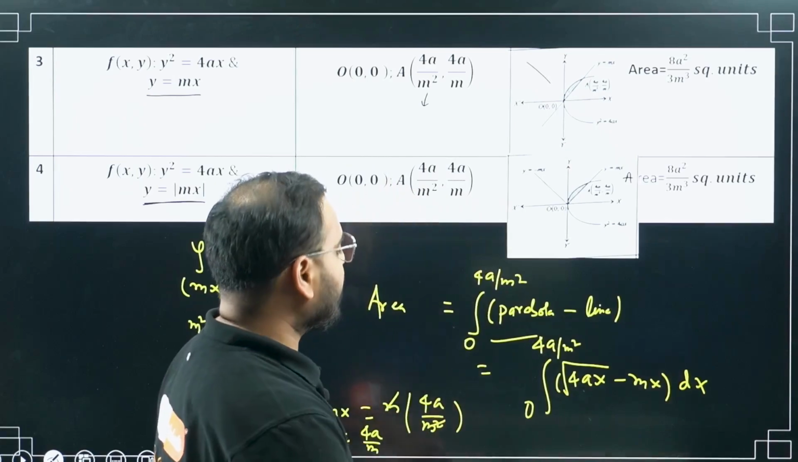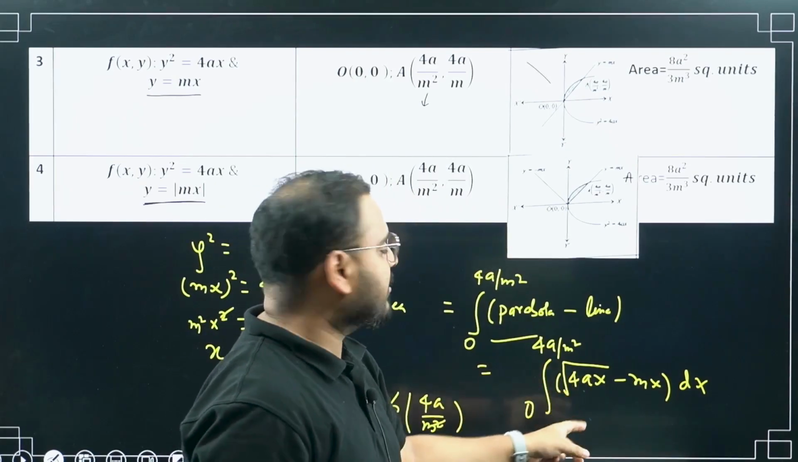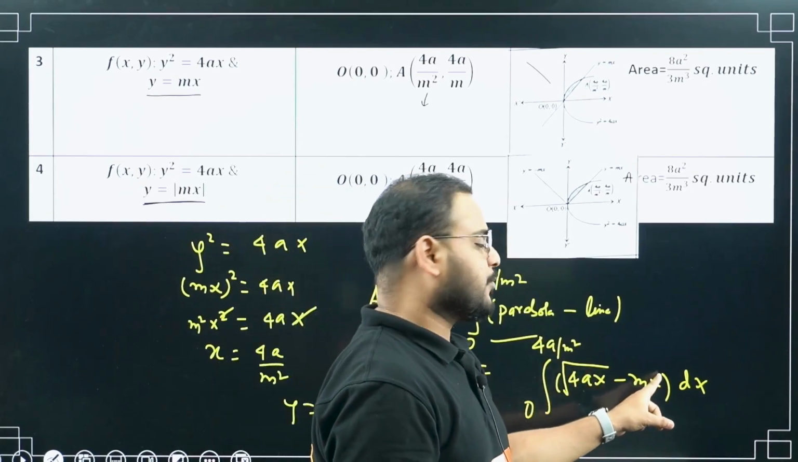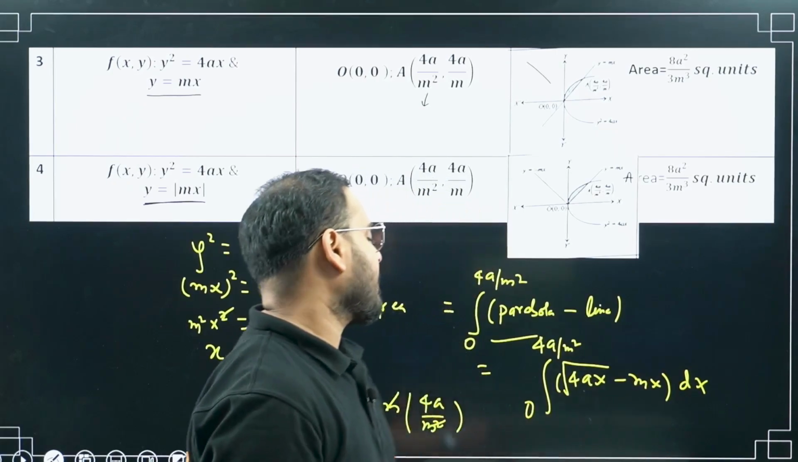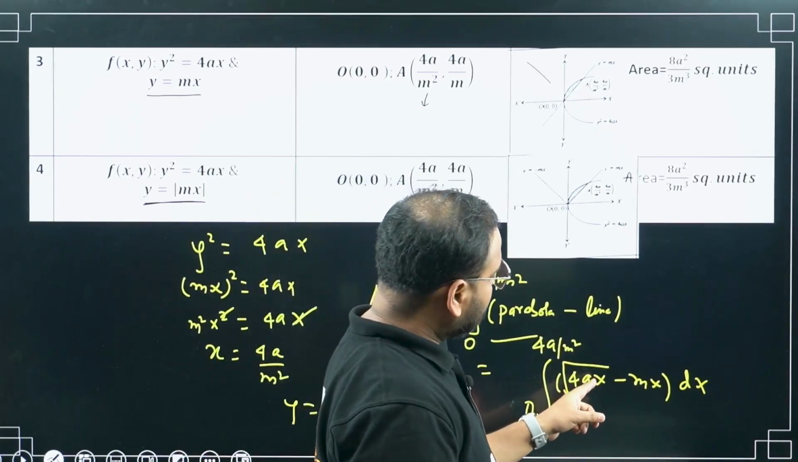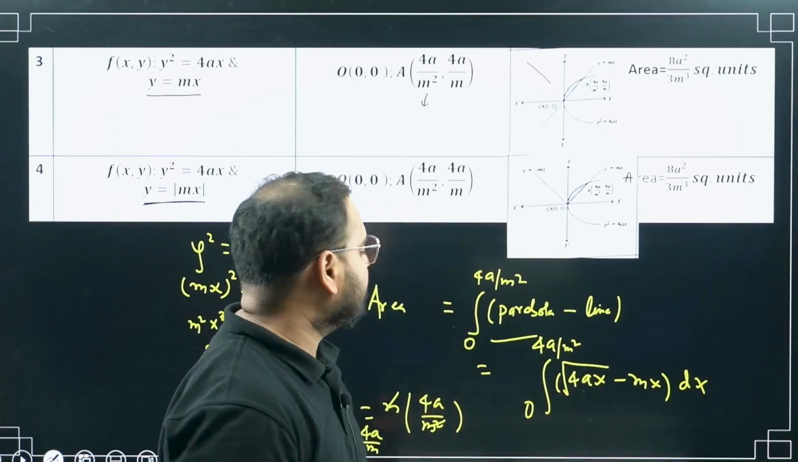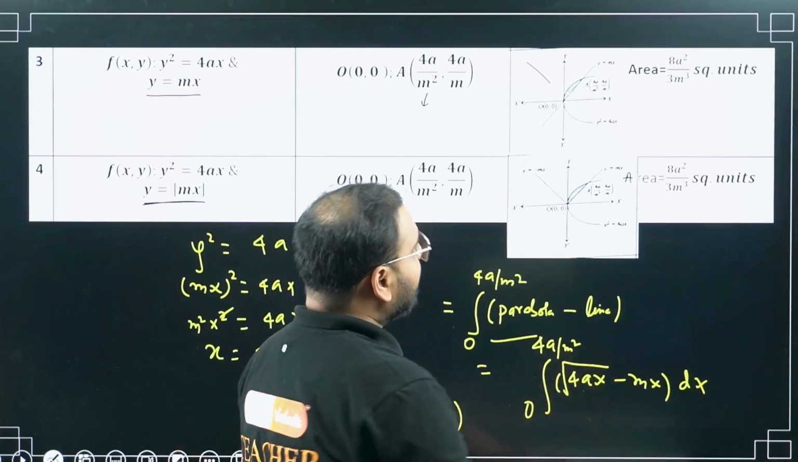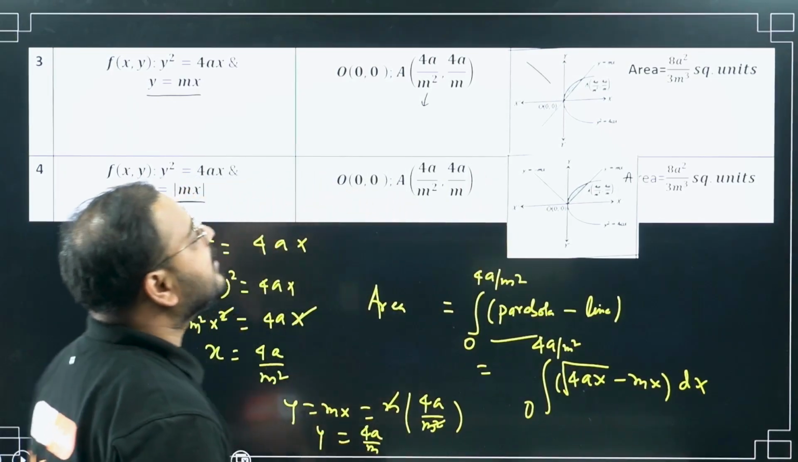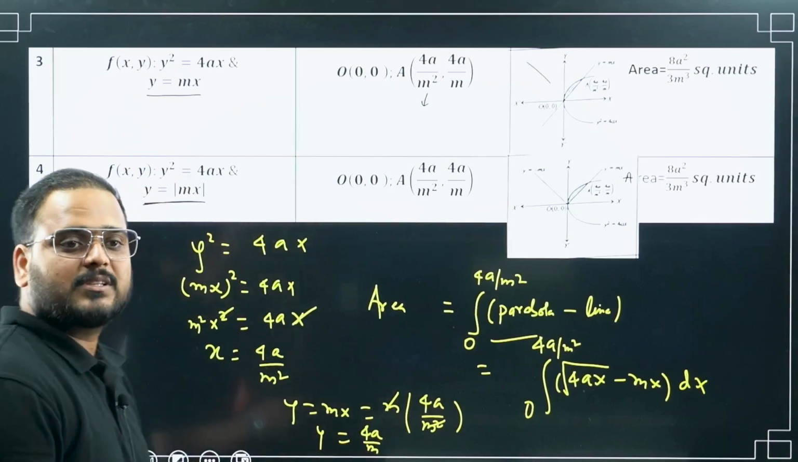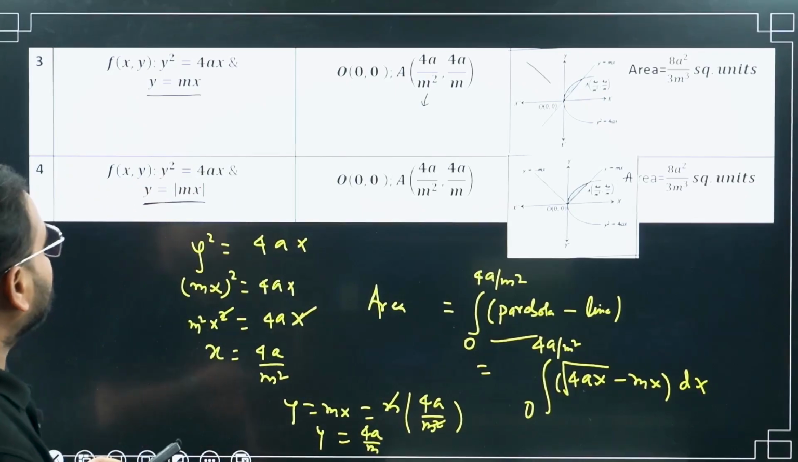Please integrate this. The constant 4a will come out and it will become x power 3 by 2. This will be x square by 2. Solve it: x power 3 by 2 upon 3 by 2. You know how to integrate this. Apply the limits and you get the result 8a square upon 3m cube. I hope this is clear. Shall we move on?